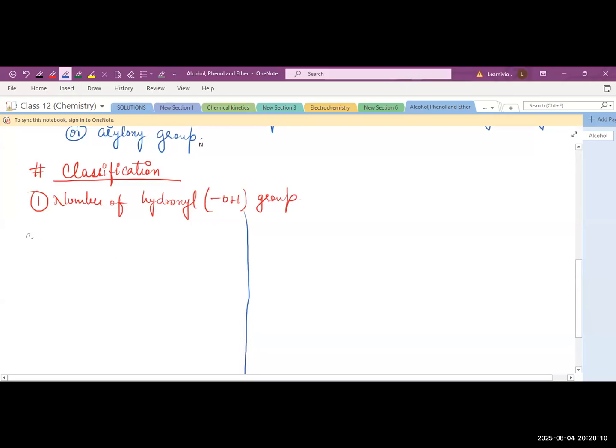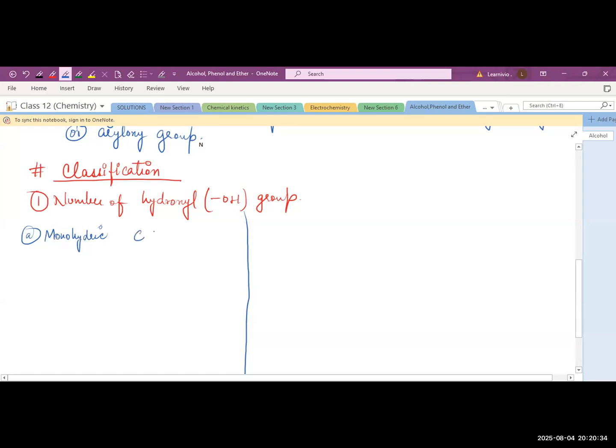First classification is monohydric. If only one OH group, one hydroxyl group, is present, it is known as monohydric. Only one hydroxyl group is present in that compound or molecule.